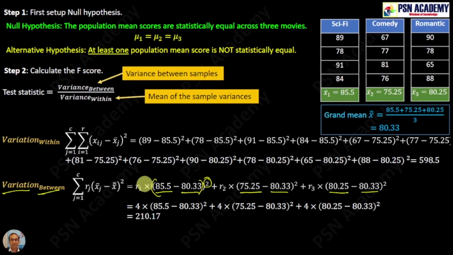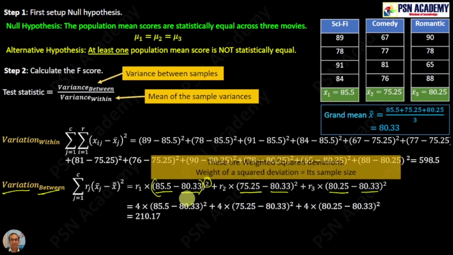Now the point is, what is this R1 doing here, what is this R2 doing here, and what is this R3 doing here? These squared deviations between the sample means and the grand mean must be a weighted deviation. That is a weighted squared deviation. So how will you give the weight? So these weights are actually given by the row count. That means how many sampling points are there in each sample, because these are sampling points. These are not samples, these are sampling points.